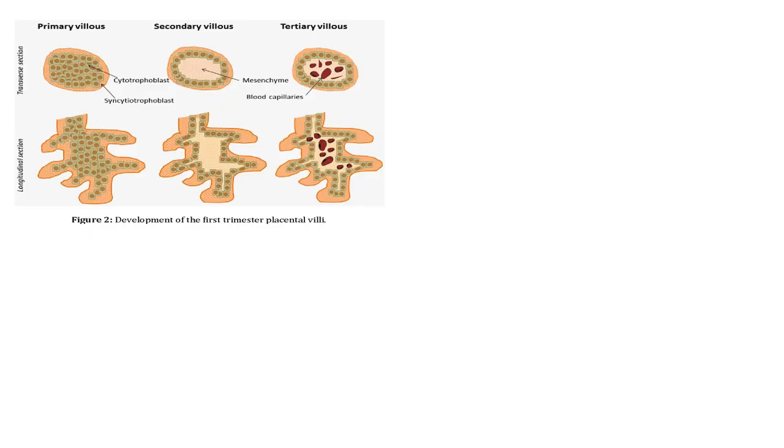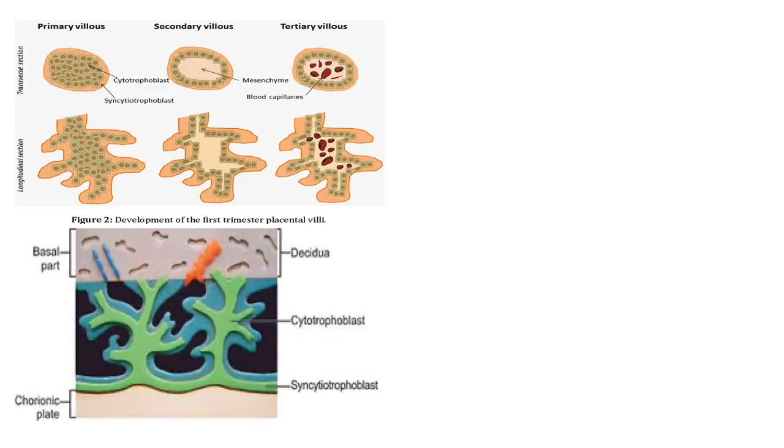And then the second one is the secondary villi. You can see outside you have the syncytiotrophoblast, then you have the cytotrophoblast, and inside you have a mesoderm. All right, so you can also see the longitudinal view of it. And here you still have a cross-sectional view of the tertiary. You can see outside you have syncytiotrophoblast, you have cytotrophoblast, and inside where you have the mesoderm, you can see blood capillaries forming, or blood vessels. So basically that's what is indicated in this diagram.